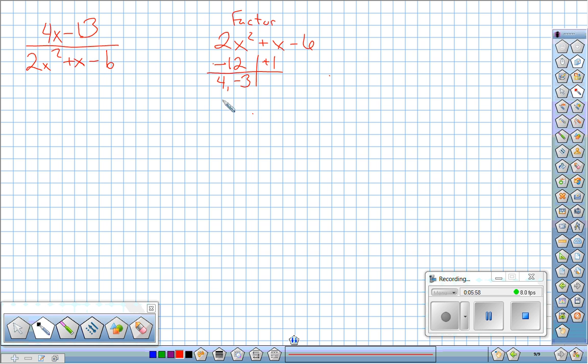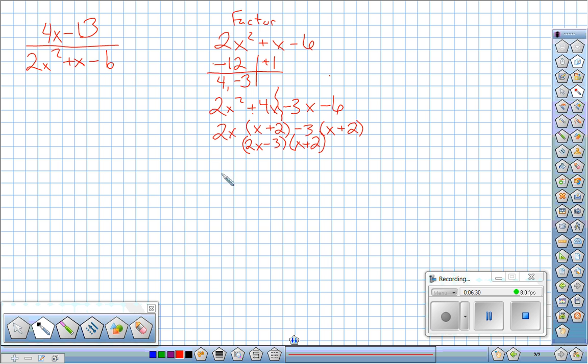So then I'm going to rewrite it as 2x squared plus 4x minus 3x minus 6. Then I'm going to factor these down the middle. I can pull out a 2x, and I would be left with an x plus 2. Over here I can pull out a negative 3, and I would be left with an x plus 2. So my final factors are 2x minus 3 and x plus 2.